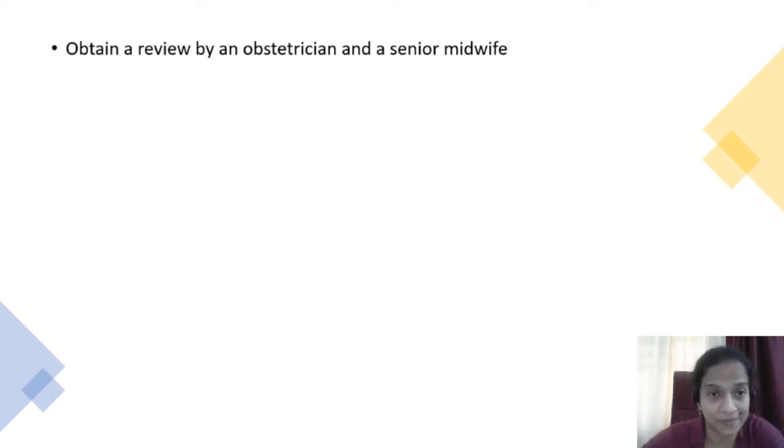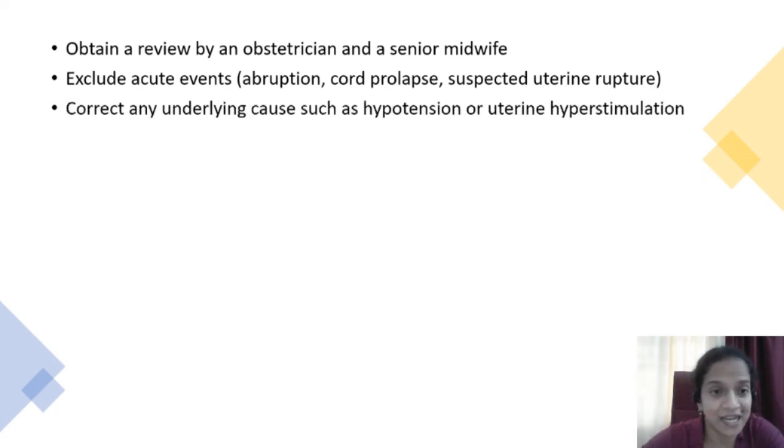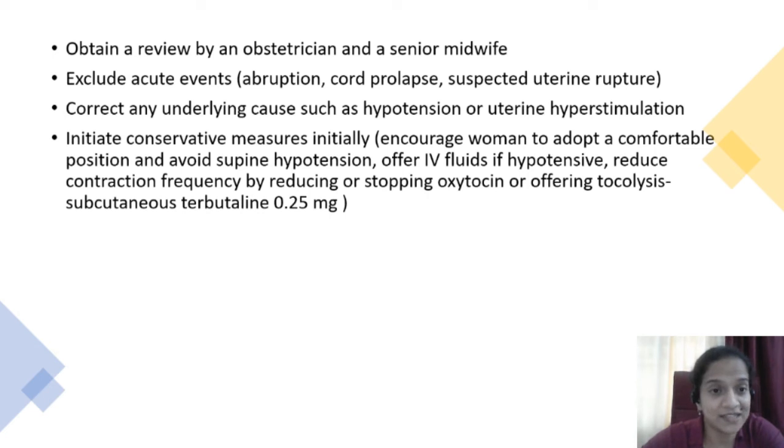So what are the steps? First, you need to exclude any acute events like abruption, cord prolapse, or suspected uterine rupture. Correct any underlying cause such as hypotension or uterine hyperstimulation. Initiate conservative measures. Encourage the woman to adopt a posture of her choice that is comfortable for her and avoid supine hypotension. Offer IV fluids if there is hypotension.